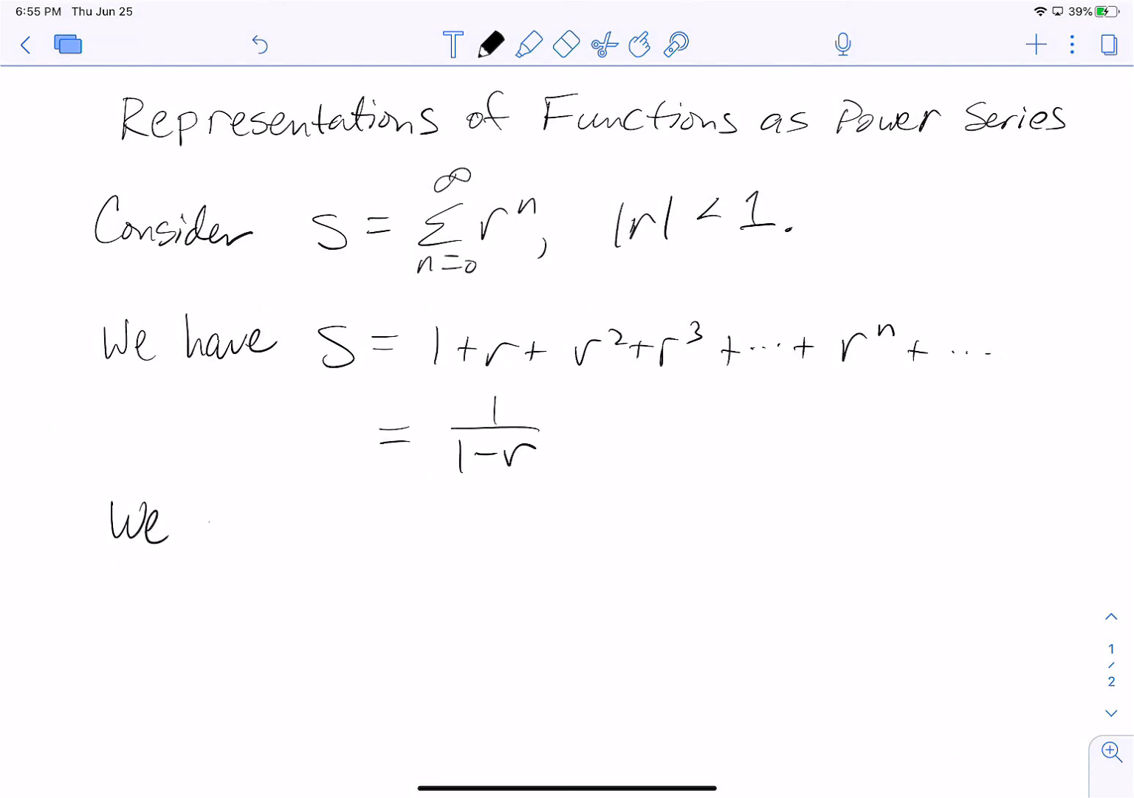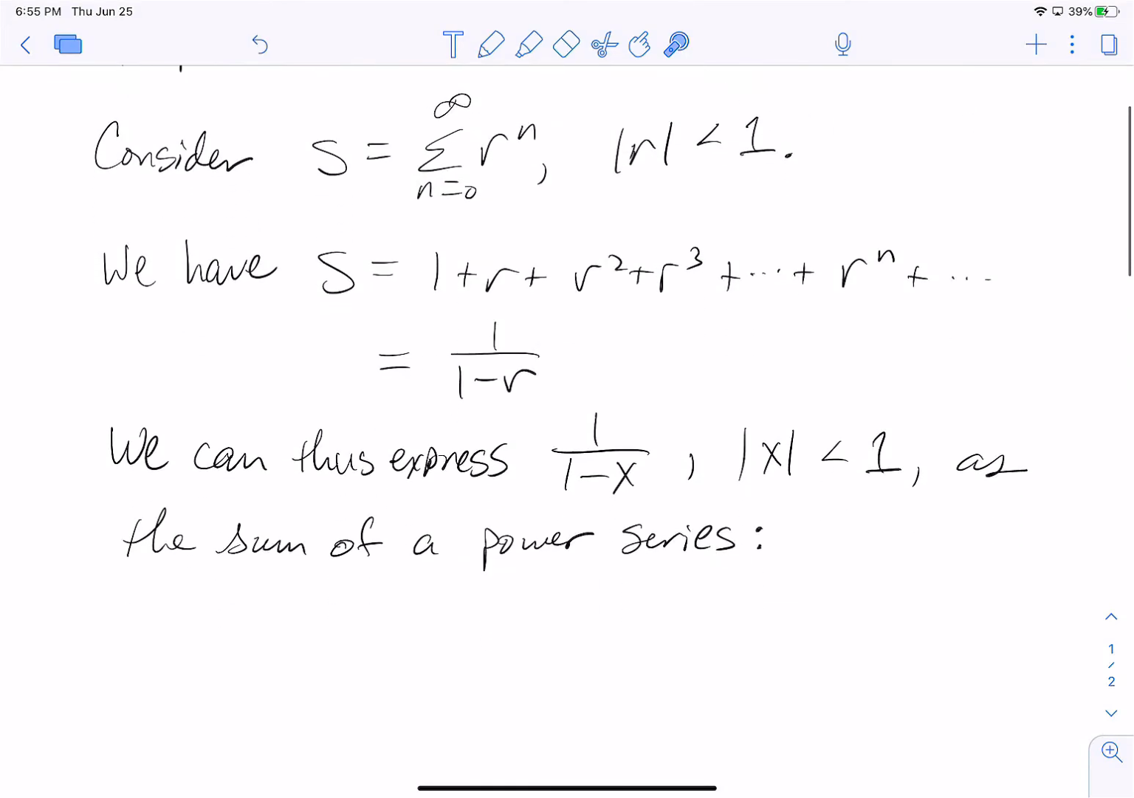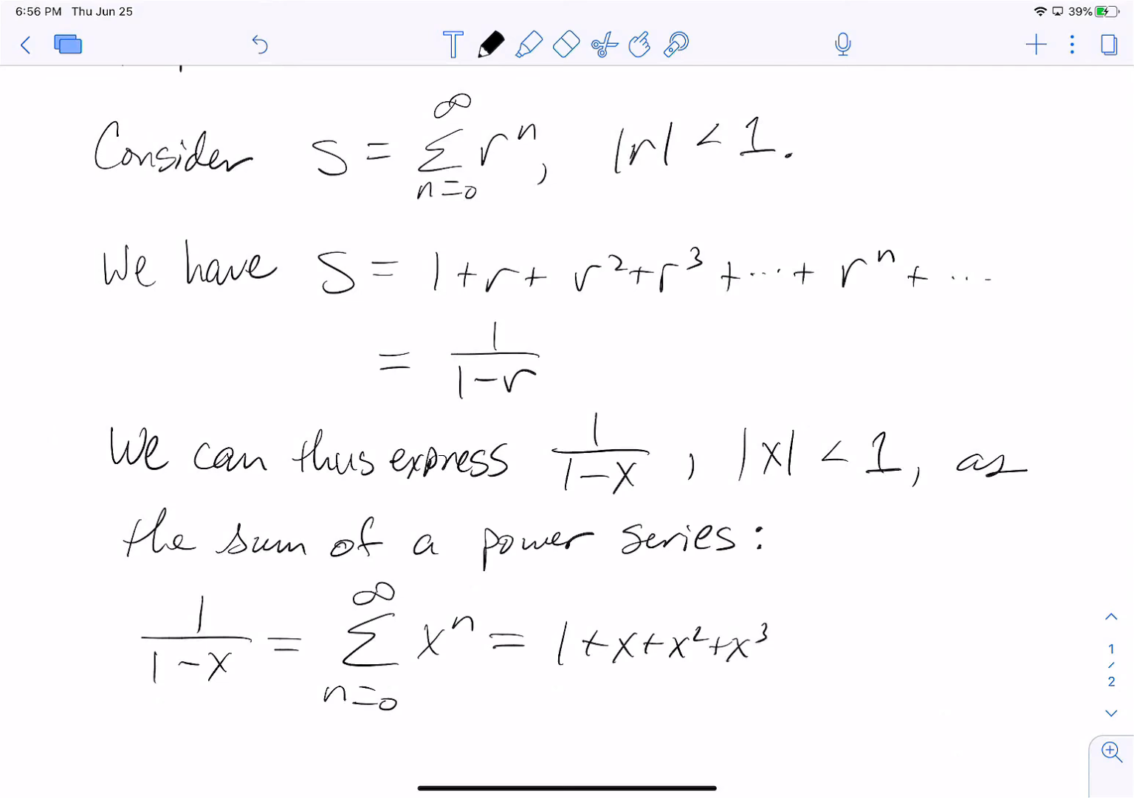So in the same way, we can express 1 over 1 minus x, where x in magnitude is less than 1, as the sum of a power series. All we really need to do is replace r by x. So 1 over 1 minus x is equal to the sum as n goes from 0 to infinity of x to the n, which is 1 plus x plus x squared plus x cubed plus dot dot dot on to infinity.